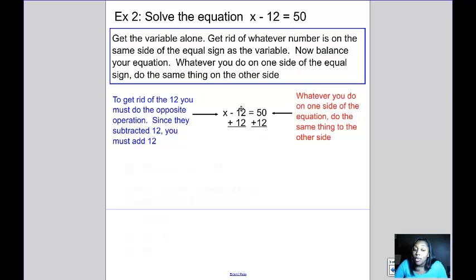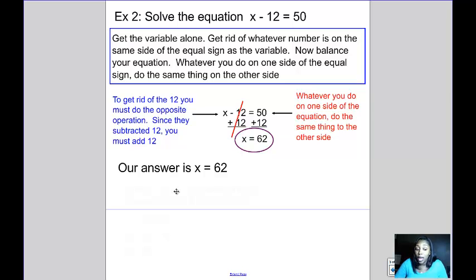Well, because these are opposites, that means they would give you 0, and we can actually cross them out. And then down here, we can add 50 plus 12, and it gives us 62. So now we just found that in order for this equation to be true, x is going to have to equal 62. So our answer is that x equals 62.